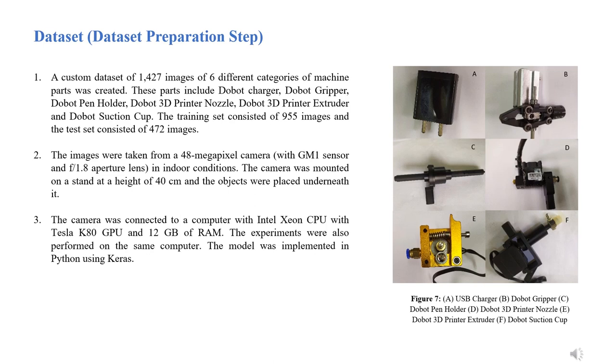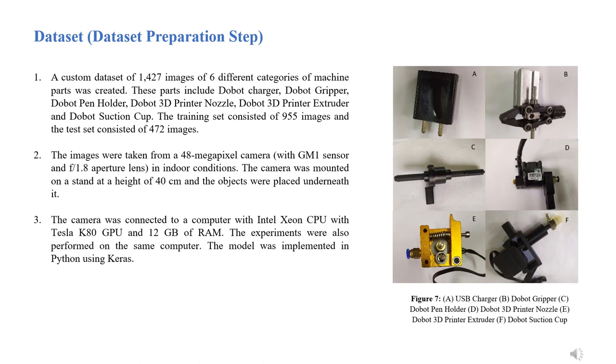The images were taken from a 48 megapixel camera with GM1 sensor and f1.8 aperture lens. In indoor conditions, the camera was mounted on a stand at a height of 40 cm and the objects were placed underneath it. The camera was connected to a computer with Intel Xeon CPU with Tesla K80 GPU and 12 GB of RAM. Experiments were also performed on the same computer. The model was implemented in Python using Keras. All 6 different categories of machine parts are shown in Figure 7.